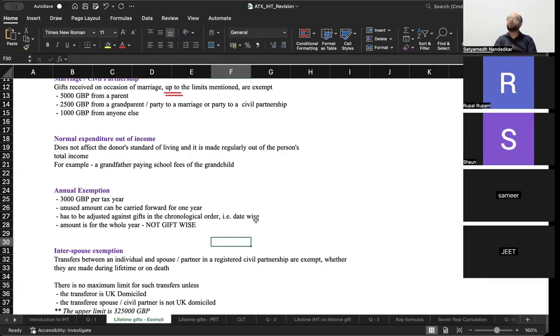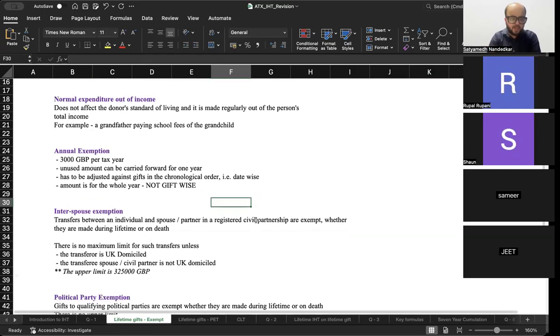The annual exemption of £3,000 has to be applied against all gifts in a chronological order. So even if you make a potentially exempt transfer first and then you make a chargeable lifetime transfer later, if you make a PET first and a CLT later, the AE will be adjusted against the potentially exempt transfer first, although that is not taxable immediately.